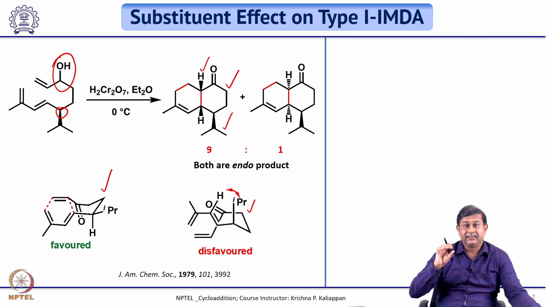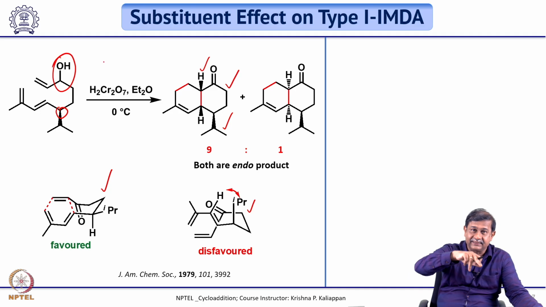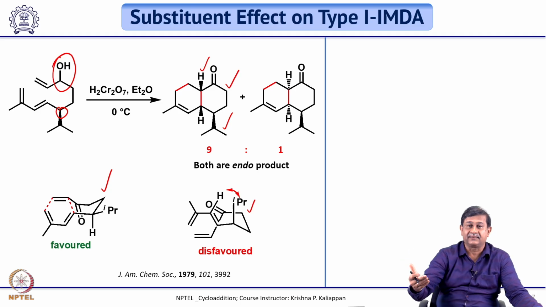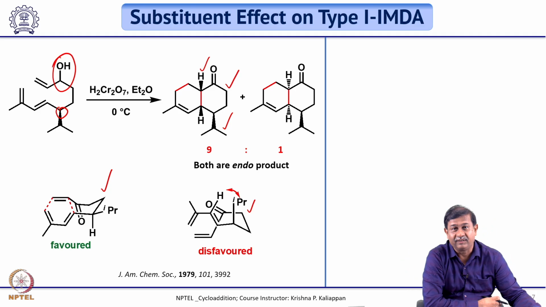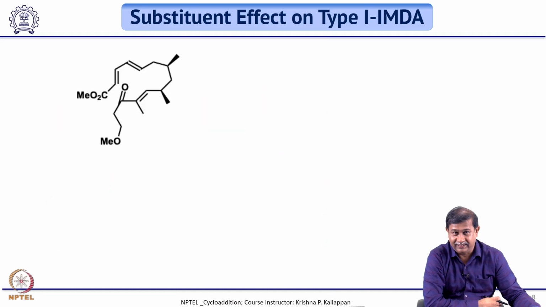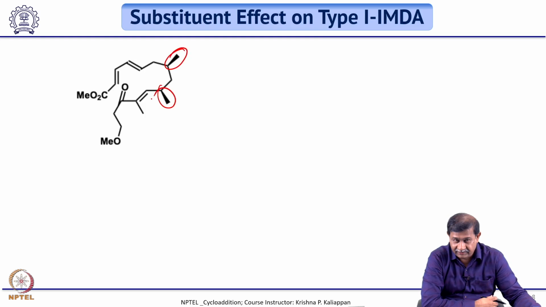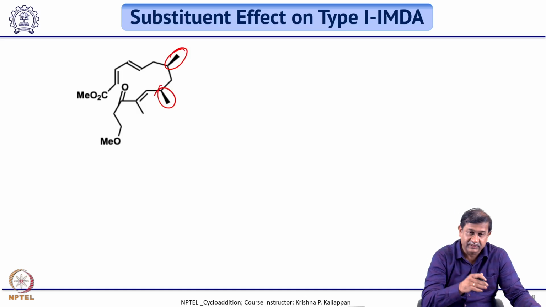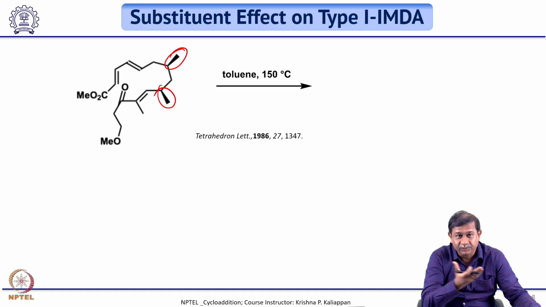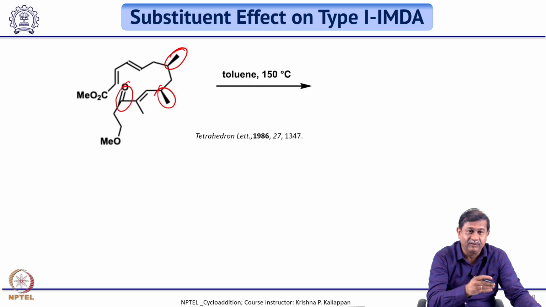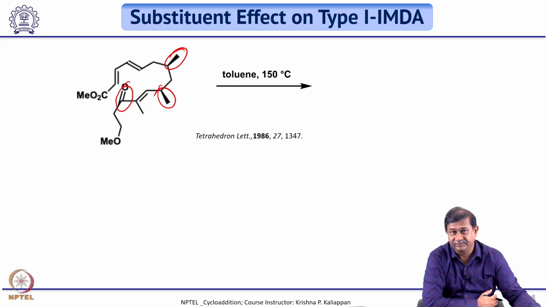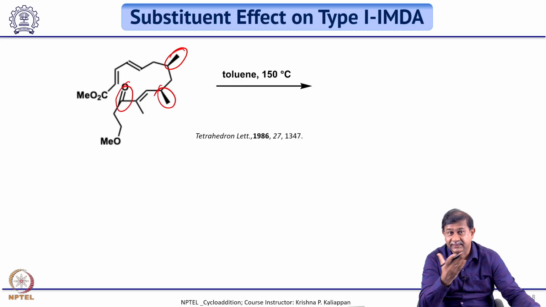In other words, the substituent attached in the tether, this is called the tether, that is a linker, can decide the outcome of type 1 intramolecular Diels-Alder reaction. Again, this is another example. You can see there are two substituents, chiral substituents, and that will force the diene to properly go under the dienophile. And more importantly, if you look at this carbonyl group, it is outside the ring. It is not inside the second ring.